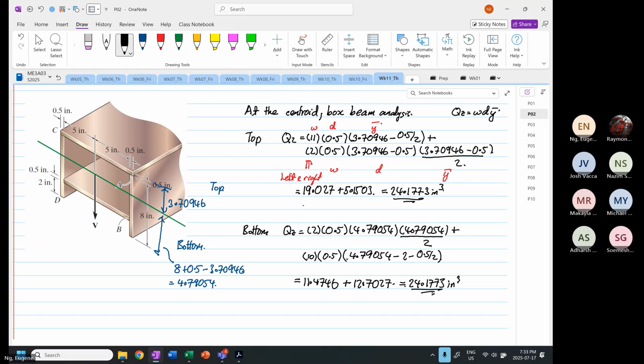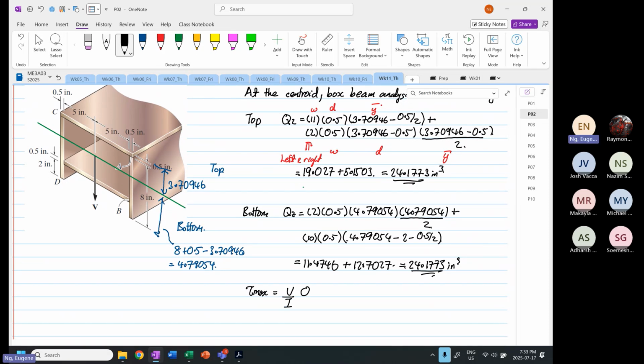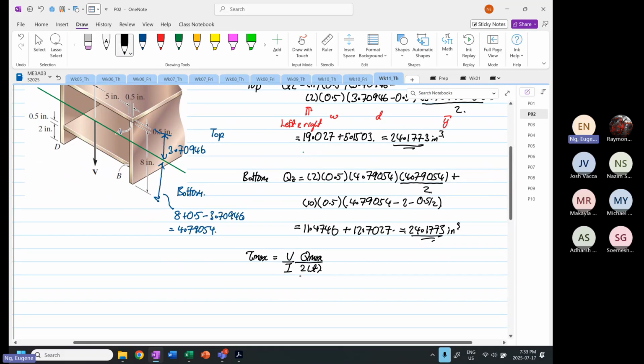inches cubed. Okay, so either you take from top or take from bottom, the answer will be the same. Okay, so the shear max is equal to VQ over I t. We have calculated Q max, and then we have to divide by 2 multiplied by the thickness. The 2 is because of box beam. You have Q on the left hand side, Q on the right hand side, so it's a box beam configuration.